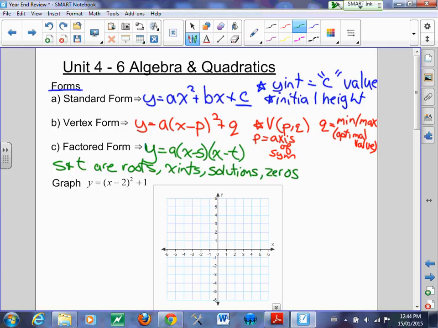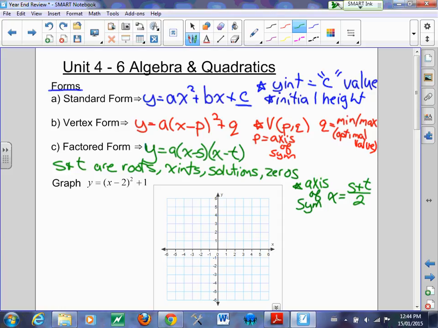Okay, what also is helpful, folks, in factored form is you can find the axis of symmetry. Just going to put this on a side note. Axis of symmetry is going to be x equals s plus t divided by 2. Because zeros, as long as there's 2 of them, meaning the vertex is not on the origin, then s plus t divided by 2 equals your axis of symmetry.